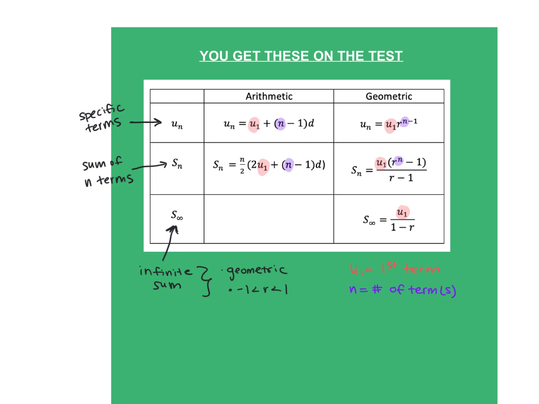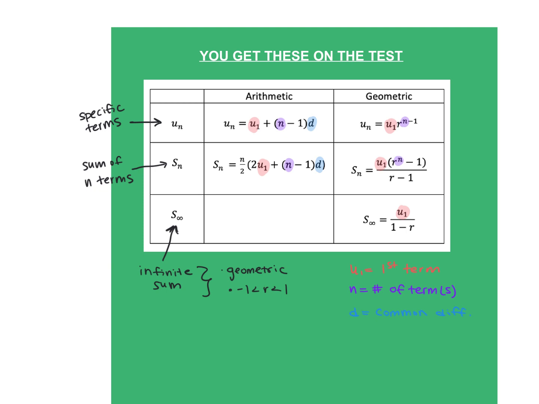Then depending on if it's arithmetic or geometric, we might see the variable r or the variable d. In arithmetic, the variable d is the common difference, so that's the number being added each time. If the numbers are going down, remember that common difference is going to be negative.